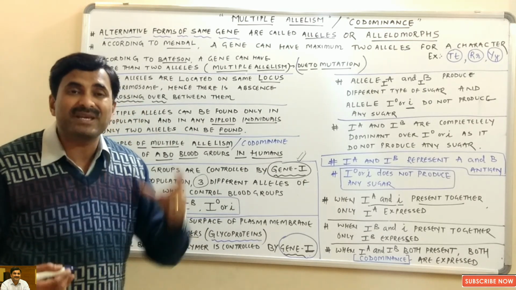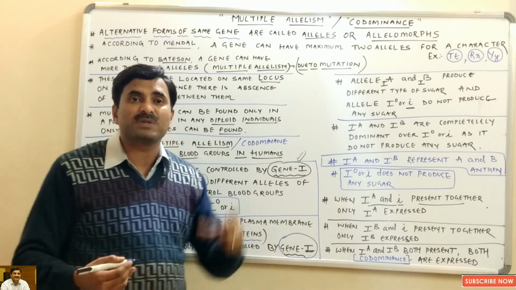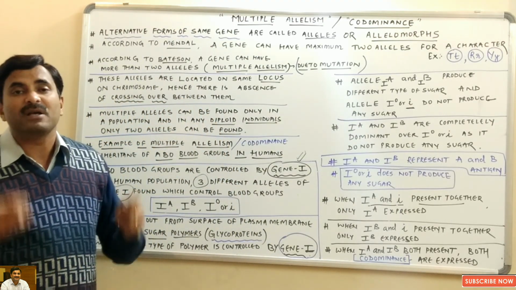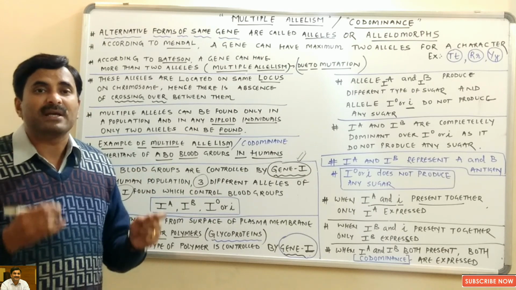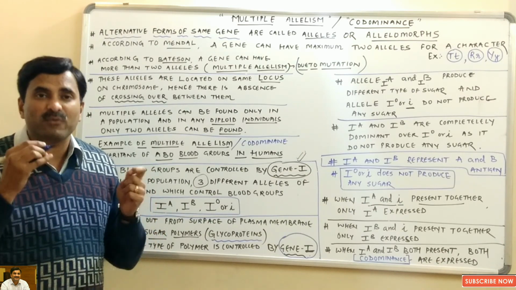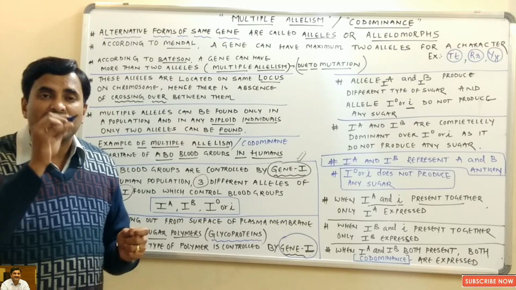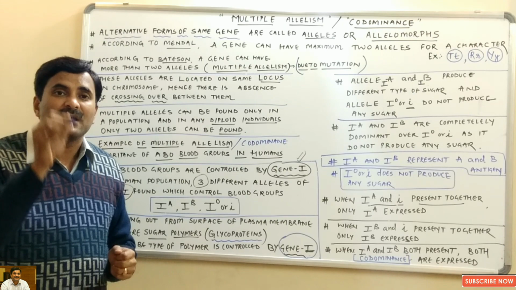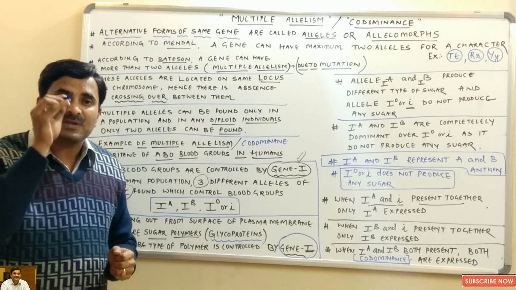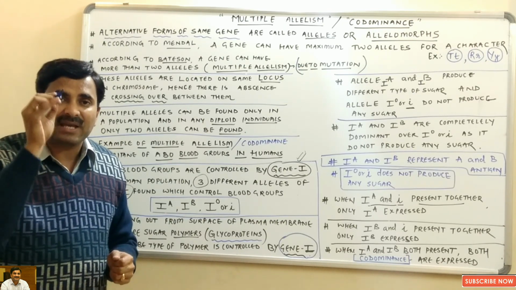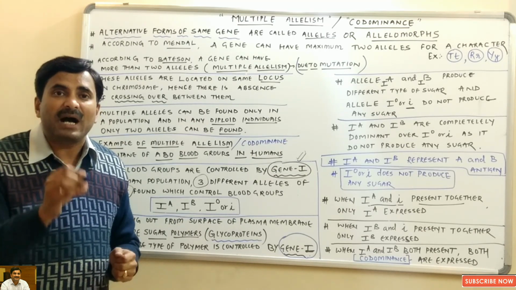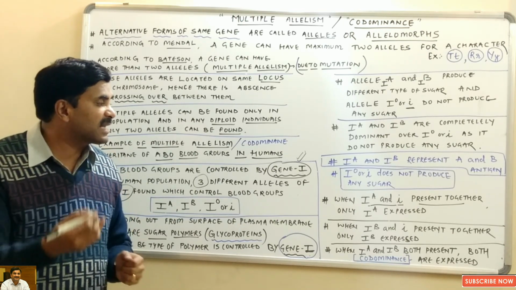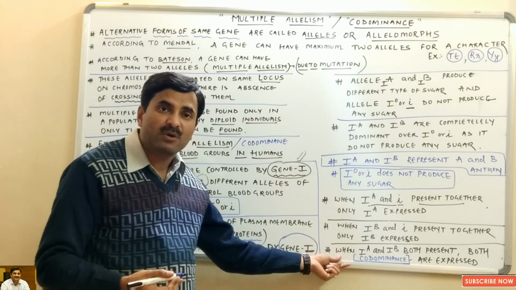So we can suggest that the ABO blood grouping system is not only an example of multiple allelism, but also an example of codominance. Why? Because in the ABO blood grouping system, the AB blood group represents codominance, because in AB blood group, antigen IA and antigen IB are produced or expressed simultaneously. Together they are expressed, and hence it is a very good example of codominance.